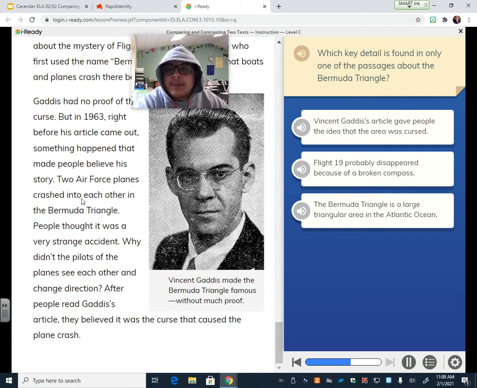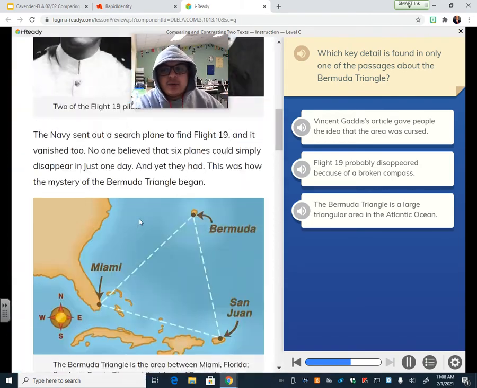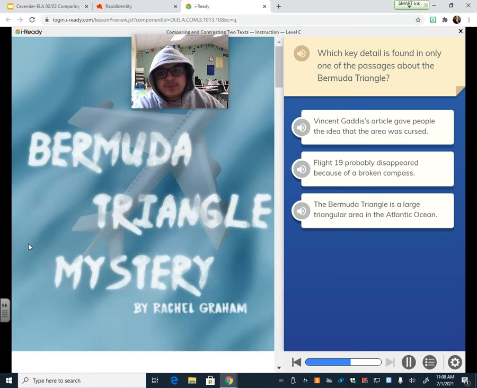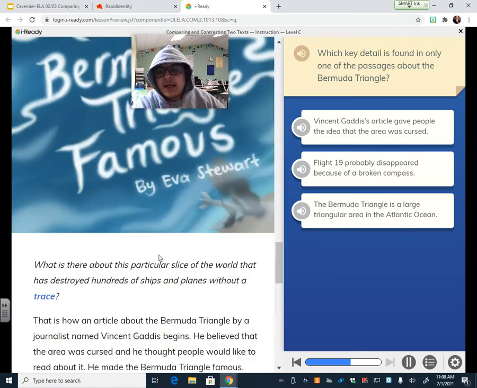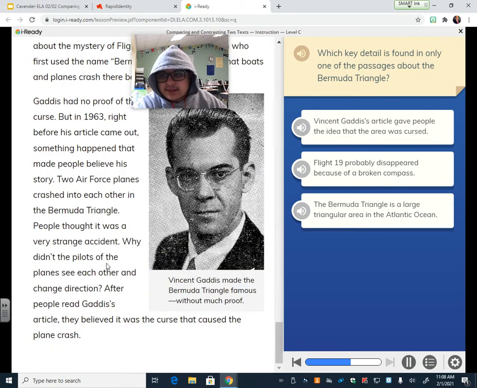Well, we can scroll up and look, and keep this in mind while you're doing your iReady. Well, this second one shows that it's a big triangular area. The first one, but so does the second one. So we know that that's not the answer. Is it that Vincent Gaddis's article gave people the idea that the area was cursed, or is it that Flight 19 probably disappeared because of a broken compass?